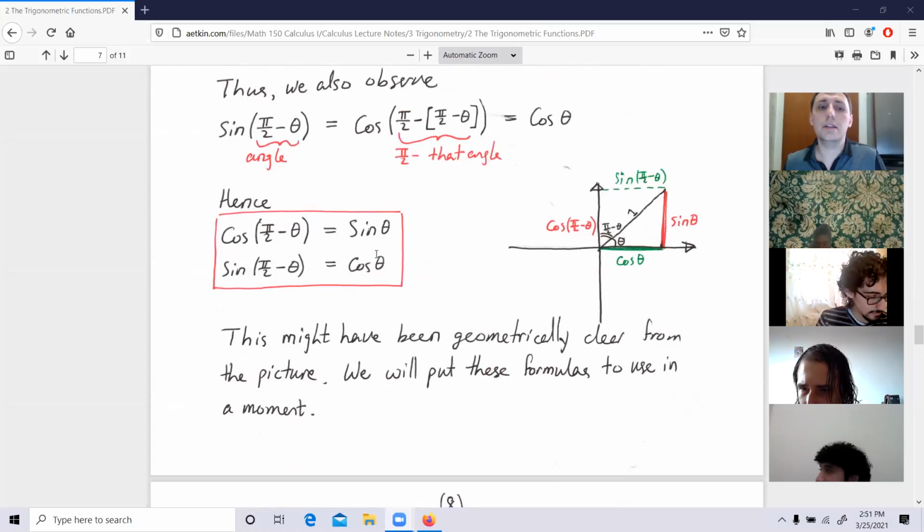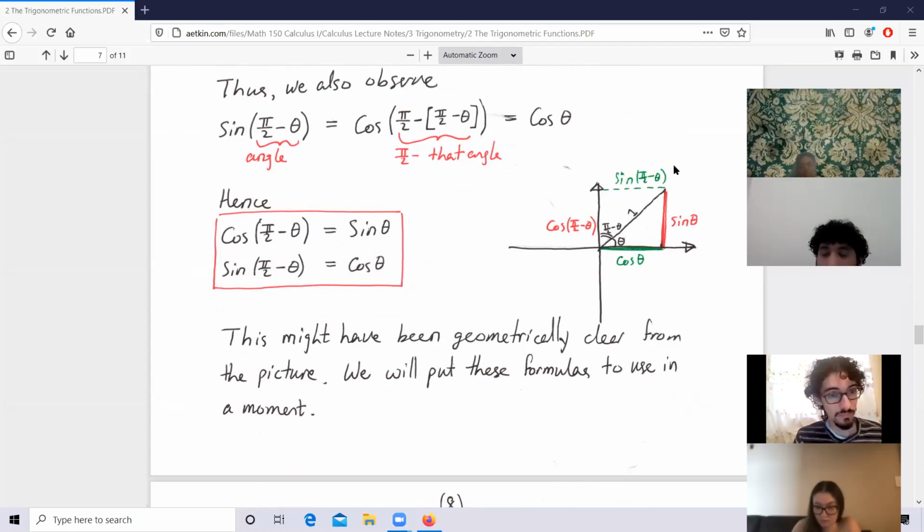So we have this identity. Cosine of pi over 2 minus theta is sine theta. Sine of pi over 2 minus theta is cosine theta. That means those functions, which is of course obvious geometrically, are very similar. Cosine and sine geometrically are actually the same function, same curve.